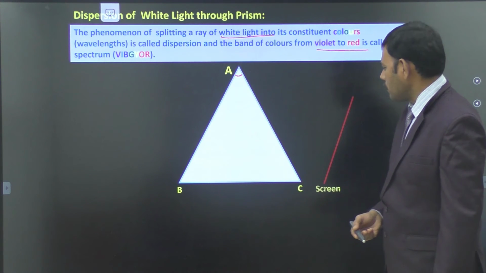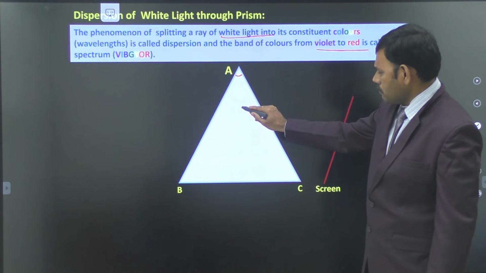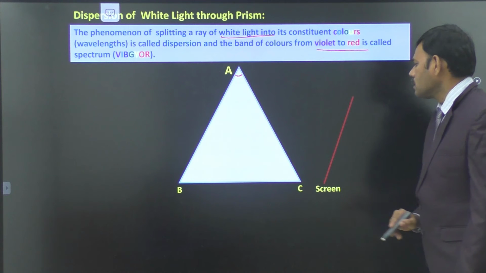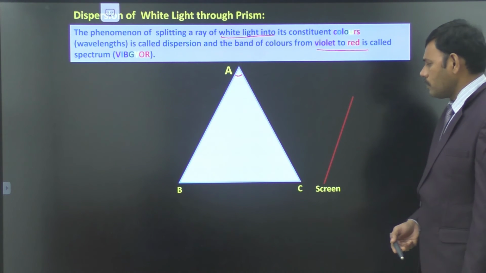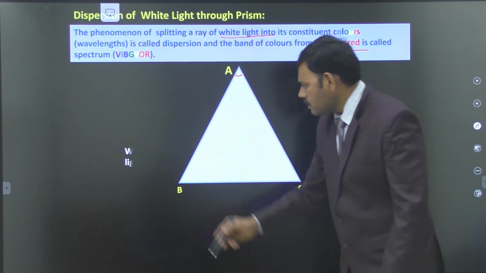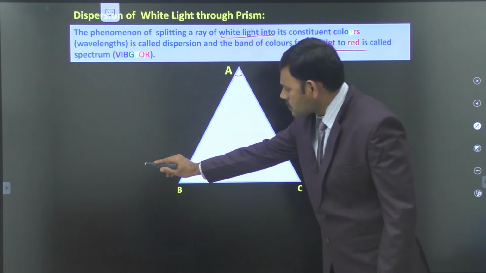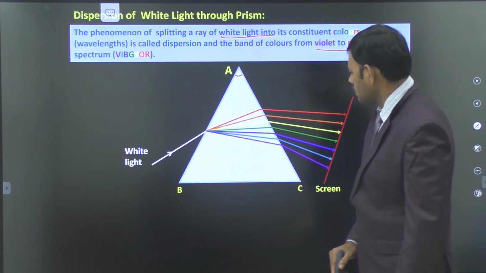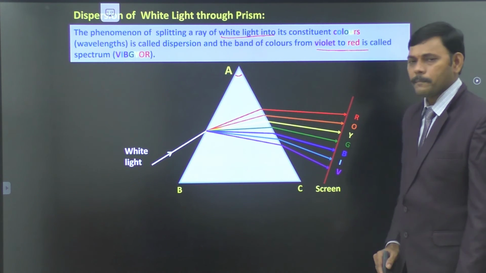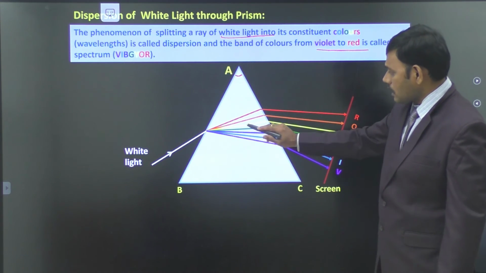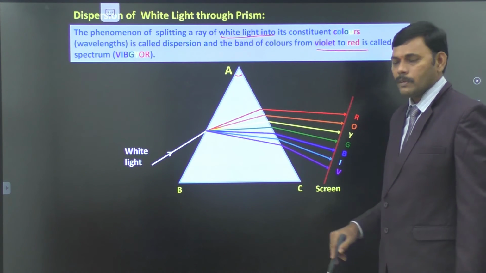Now the dispersion phenomena. Here let this be a prism and this is the screen to catch the light coming in the phenomena of dispersion. Let this be the white light. So this is the interesting thing. We incident a white light from the source and it is incident on the first refracting surface AB. At this point of incidence, it undergoes refraction so that it enters into the second medium.